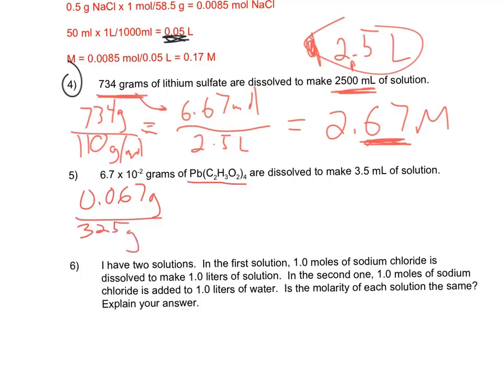325 grams per mole. So we already have less than 1 gram, and the molar mass is 325 grams. So this is going to be a really small number for moles. And when you do that out, you should get 0.00021 moles of lead acetate.